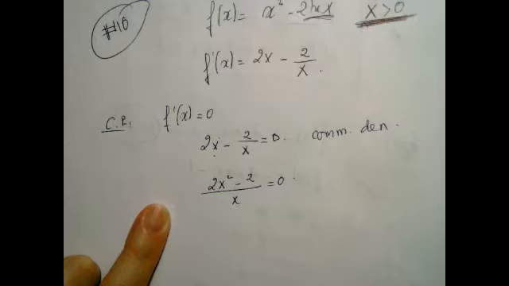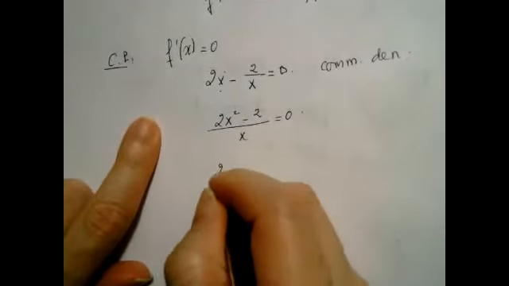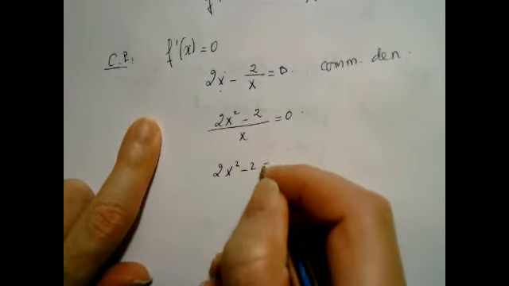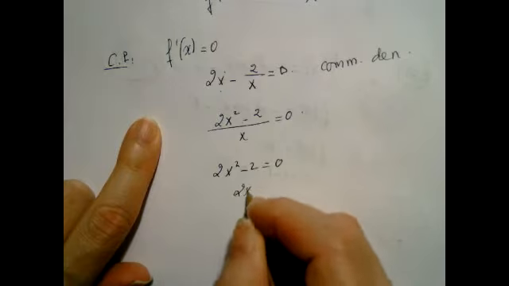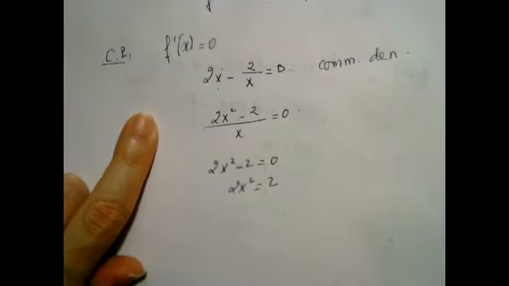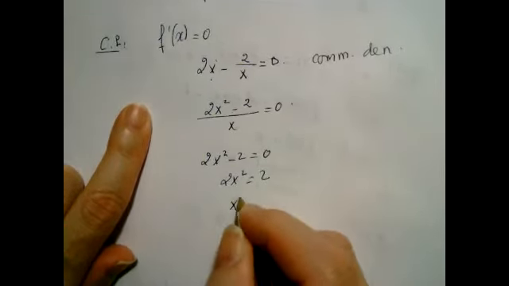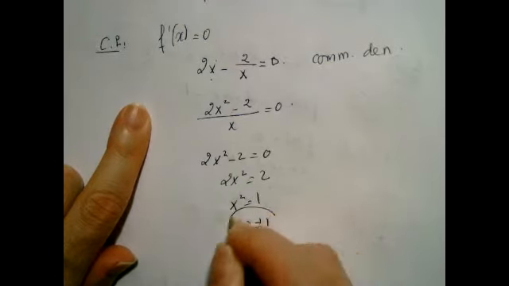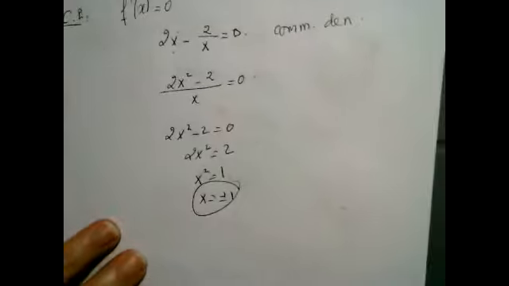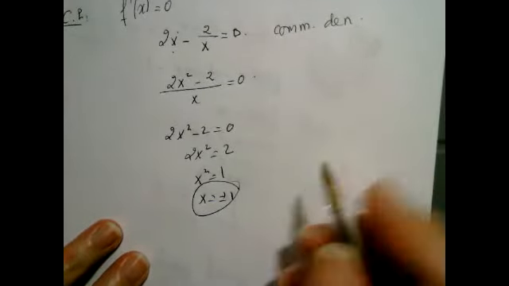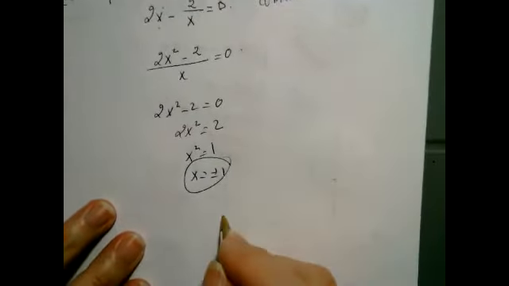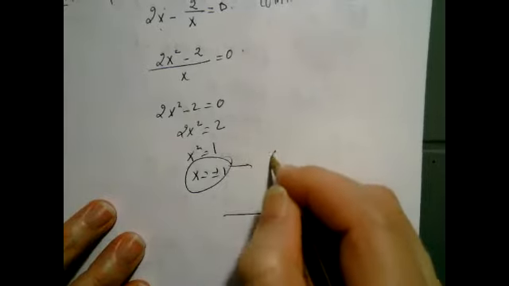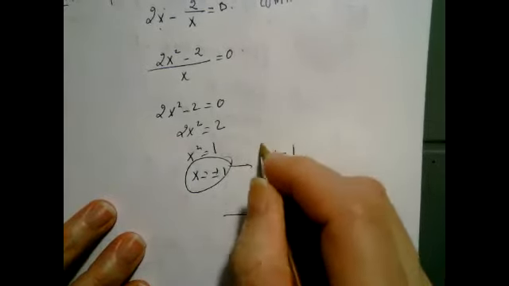Very good. So this is gonna give me, if this is 0, it means the numerator is 0. It means 2x squared equal to 2. X squared is 1. X is plus or minus 1. Okay? Now, so we have 2 critical points plus or minus 1. So it's gonna give me x is 1 and x is minus 1.